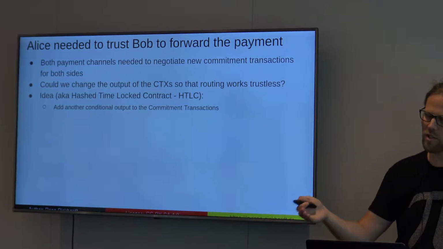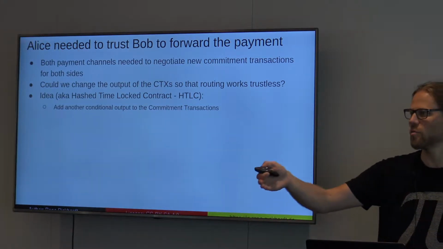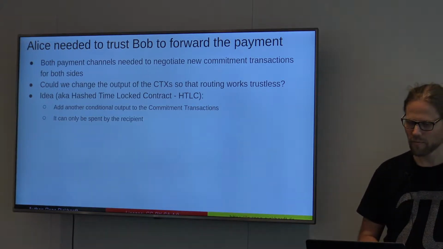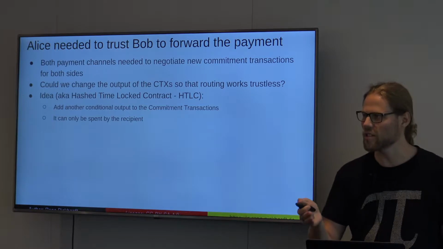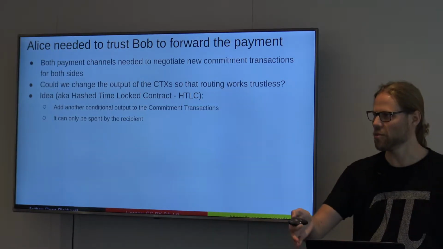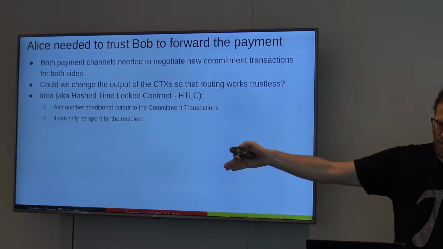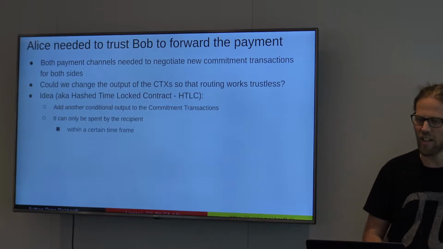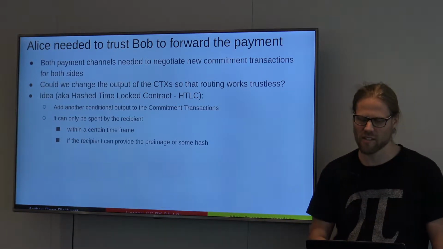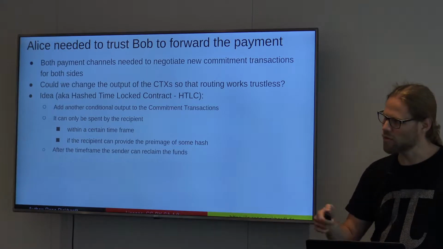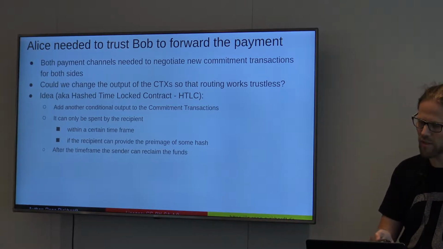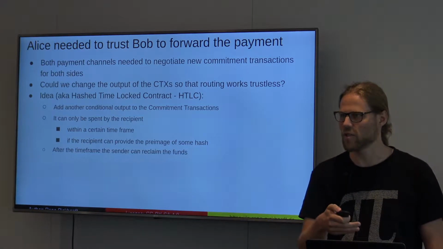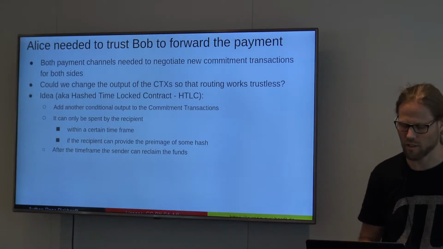So we have another conditional output in the commitment transaction that says, hey, if you can provide me the receipt, you can settle this. And this output technically can only be spent by the recipient, because that's the person who knows the pre-image. The pre-image is sent from the very end of the path all the way back to the sender, and within a certain time frame, because otherwise, if the recipient can't provide the pre-image to the payment hash after this time frame, the sender can claim the funds back. Basically, on Lightning, what we do off-chain is we remove the HTLC from the channel.